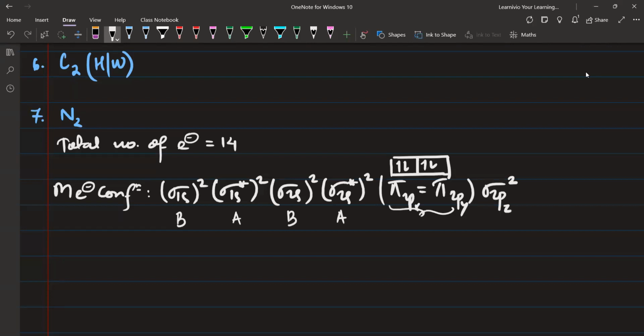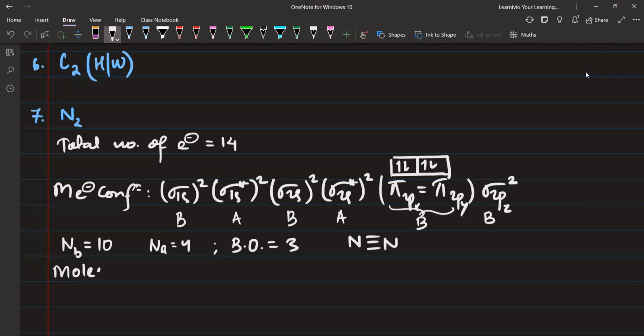There are 4 electrons here, which is bonding. Here also we are having bonding. Total number of bonding electrons is 2, 4, 8, 9, 10. Number of anti-bonding is equal to 4 only, right? So bond order is equal to 10 minus 4 is equal to 6, 6 by 2 is equal to 3. So nitrogen will have 3 bonds, N2. The molecule exists.